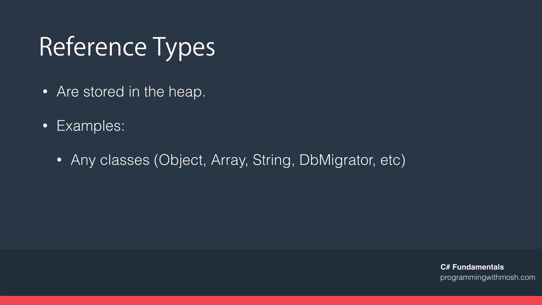We also have reference types. Reference types are stored in the heap, which is a larger amount of memory. We use heap to store objects that require a longer lifetime. Examples of reference types in C# are basically any classes. So the object class, that is the parent of all classes, or the array class, or the string class, or let's say we have a custom class called dbMigrator. These are all examples of reference types.